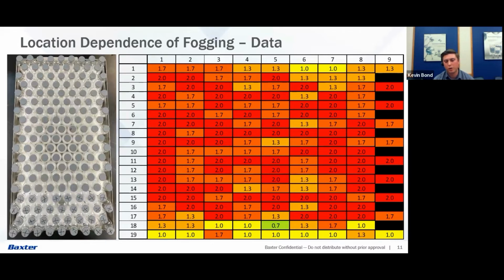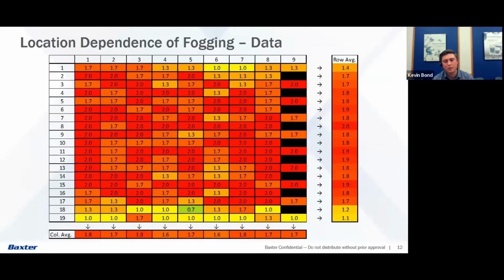Another helpful way to look at this data is to take the average fogging scores across the rows and columns of the tray. So when we take the averages across the columns and rows, it would look something like this, where we can see that the front 2 rows and the back row had lower fogging on average than vials located in the center of the tray.